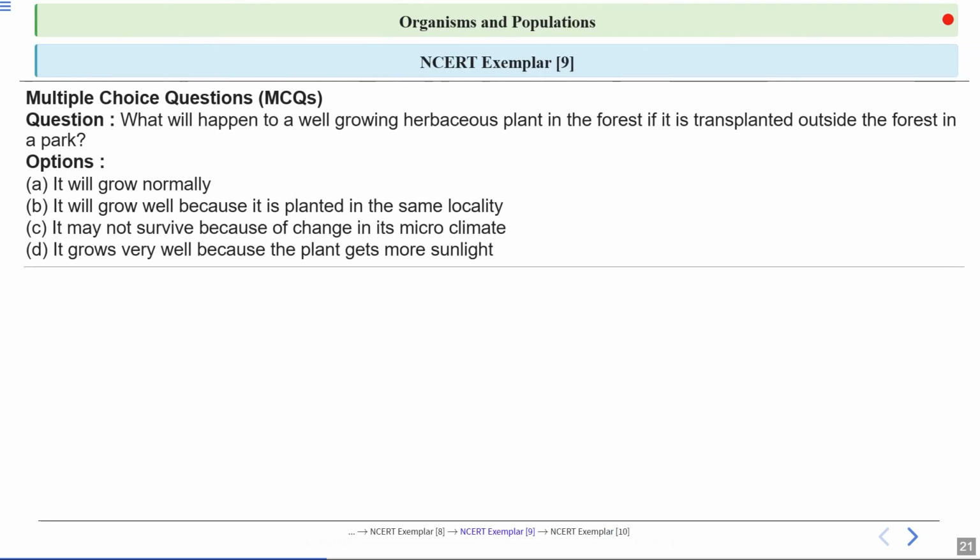Next question, what will happen to a well-growing herbaceous plant in the forest if it is transplanted outside the forest in a park? Our options are: A, it will grow normally. B, it will grow well because it is planted in the same locality. C, it may not survive because of change in the microclimate. And D, it grows very well because the plant gets more sunlight. What is the correct answer?